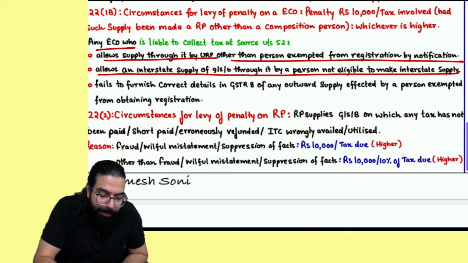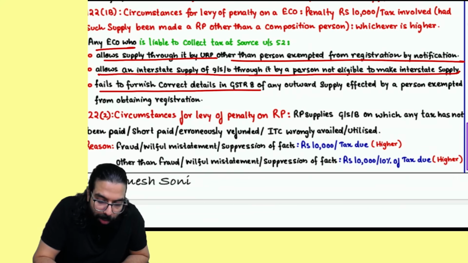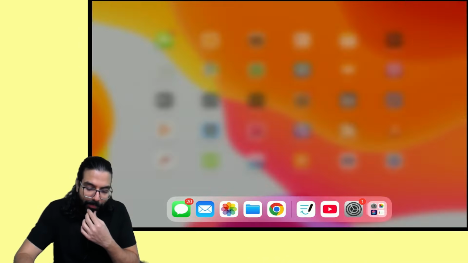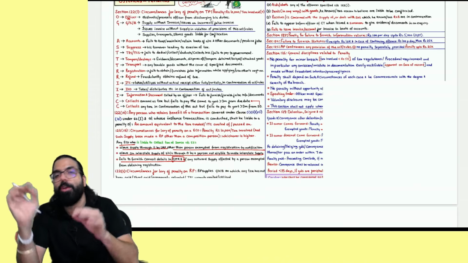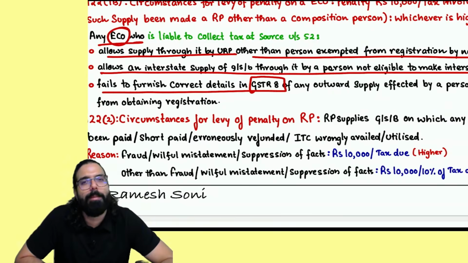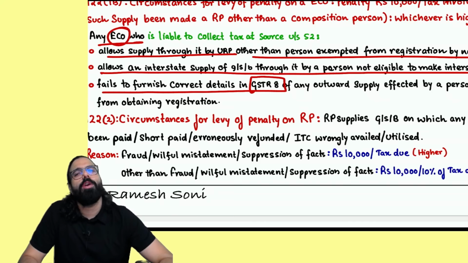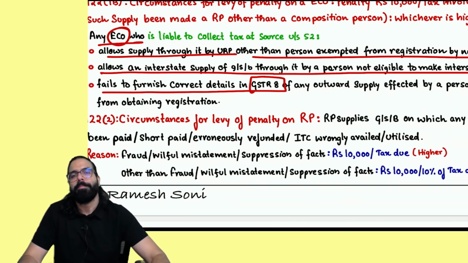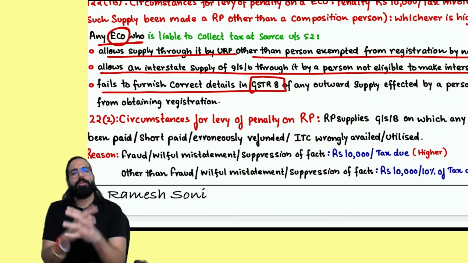Earlier they used to say, or any e-commerce operator who does not furnish correct details in GSTR 8. If you are an e-commerce operator and you're not furnishing the correct details in GSTR 8, you will be liable for a penalty. Now, earlier they were telling any e-commerce operator will be liable for a penalty. Now they have gone ahead and told any e-commerce operator who is liable to TCS is only liable for a penalty. Sir, I am an e-commerce operator.